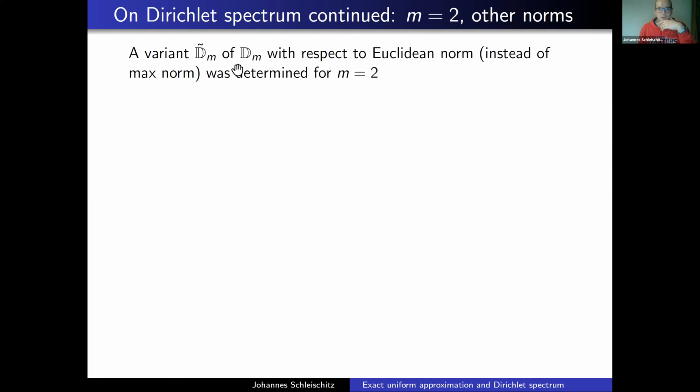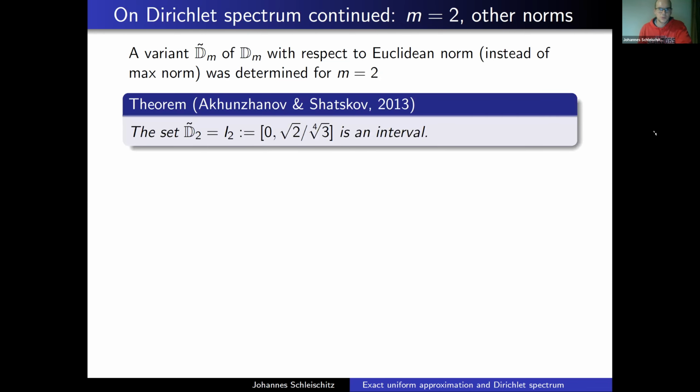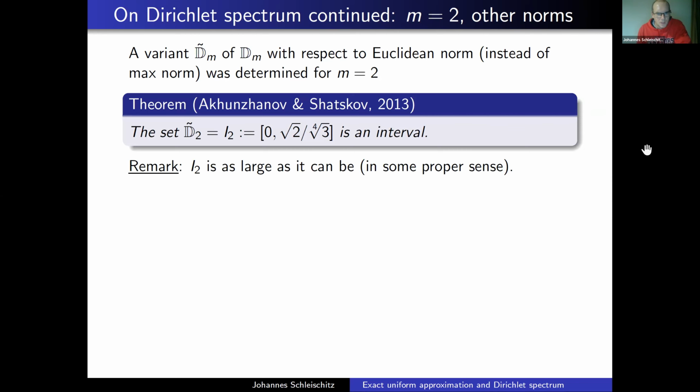Let's say we take other norms and let's just generically call it D_m with this tilde. When we use another norm, let's for the moment think of the Euclidean norm. Then for the 2-dimensional spectrum, it is known that it is an interval which in some sense is as large as it can be. Nikolai knows much more about this. You can always write an interval where this D_m is contained. And in this case, this turns out to be the largest possible interval.